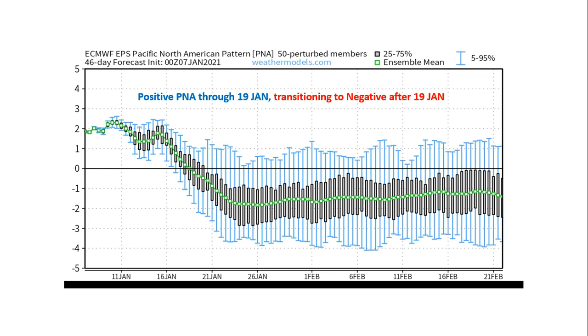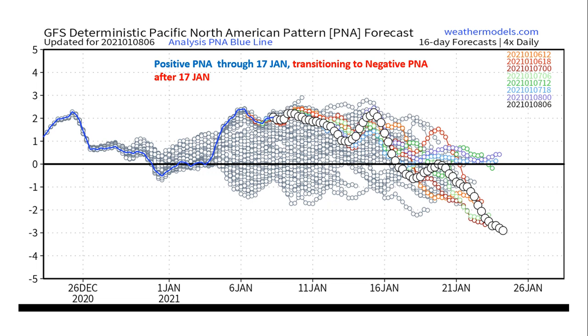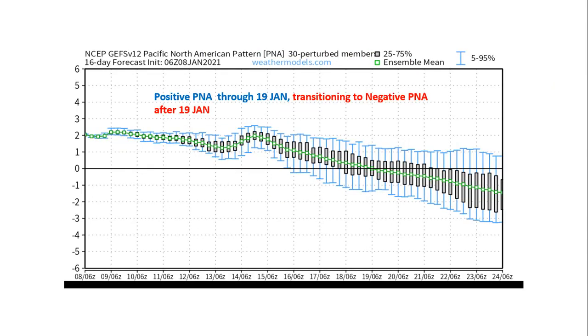If you look at the green line, we tend to go below the zero line into negative territory with the PNA. And then the GFS Deterministic PNA forecast, showing the white circle line there. That's our forecast line, keeping a positive PNA right on through about the 17th of January, a little bit earlier here with the GFS Deterministic, transitioning to negative PNA after the 17th of January. Finally, the NCEP GFS V12 PNA, 30 perturbed members, 16-day forecast out to 24 January, positive phase of the PNA right on through the 19th of January, then transitioning to negative PNA after the 19th.